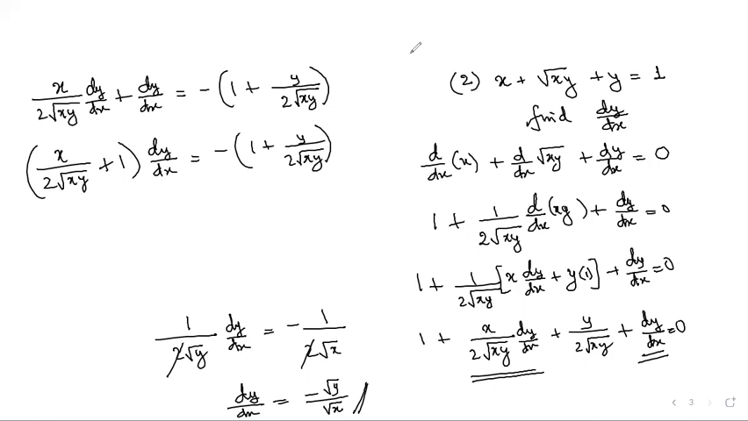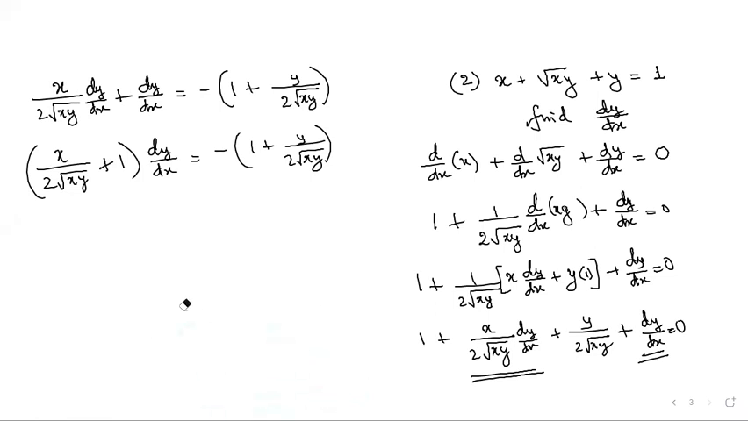Now tell me how to simplify this further. What is the method to simplify this further? Taking root 2xy as LCM. There are two ways to do it, and both ways are fine. x and root x can be cancelled and then take LCM, or directly take LCM. I'm directly taking LCM so that both the sides can be cancelled off.